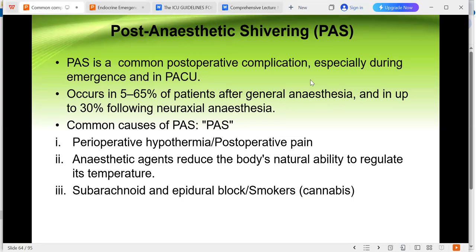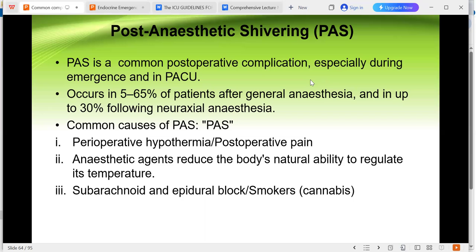Now, post-anesthetic shivering. It was one of my dissertation topics in 2008, 2009. Post-anesthetic shivering is a common post-operative complication, especially during emergence from anesthesia and in the post-anesthetic care unit. The incidence varies widely, between 5 to 65% of patients undergoing general anesthesia, and it can be as high as 30% following neuraxial anesthesia.